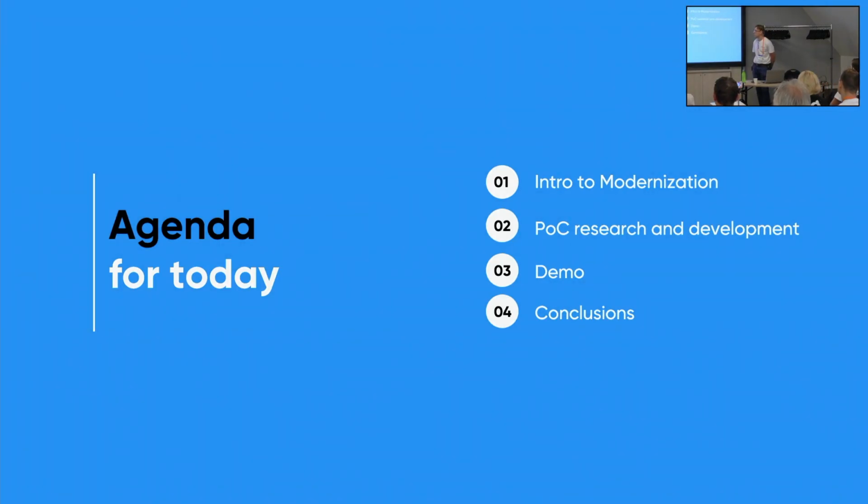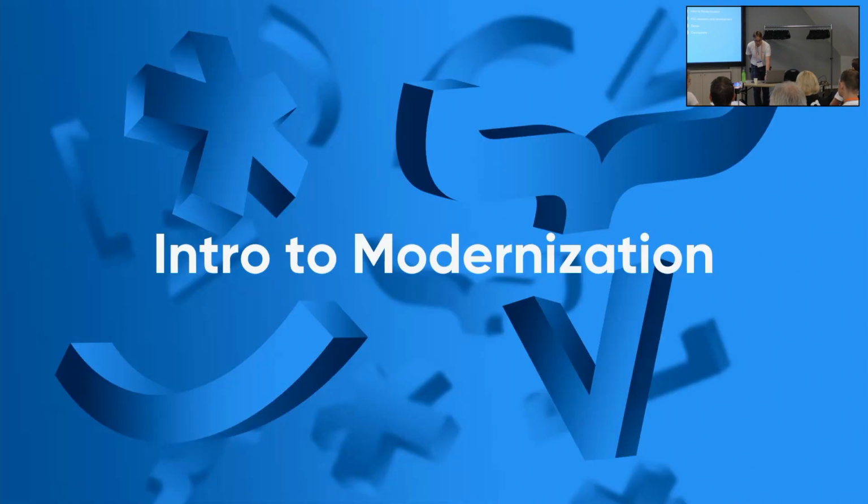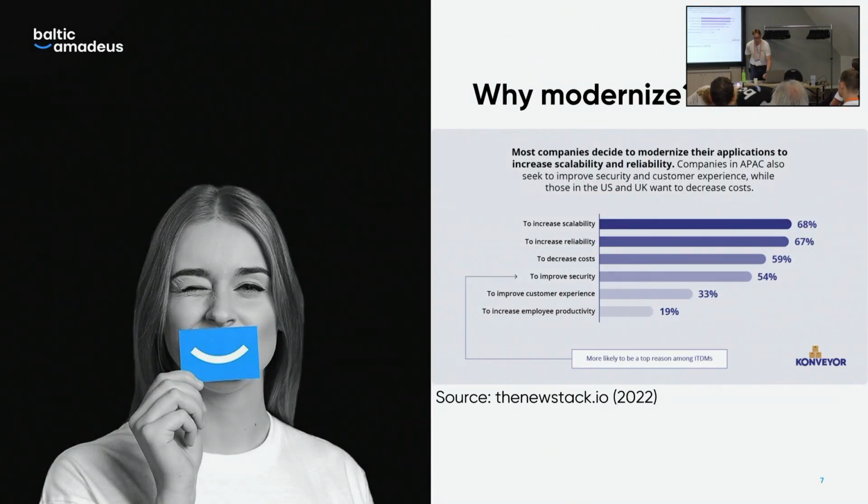So our agenda for today is, first, I'm going to do a very short introduction to modernization. Then the main meat and potatoes section would be the proof of concept research and development, where we are going to look at how we have developed this proof of concept using Kafka. Then I'm going to show you a quick demo of what we have achieved, and then we will move to conclusions. So without further ado, a short introduction to modernization.